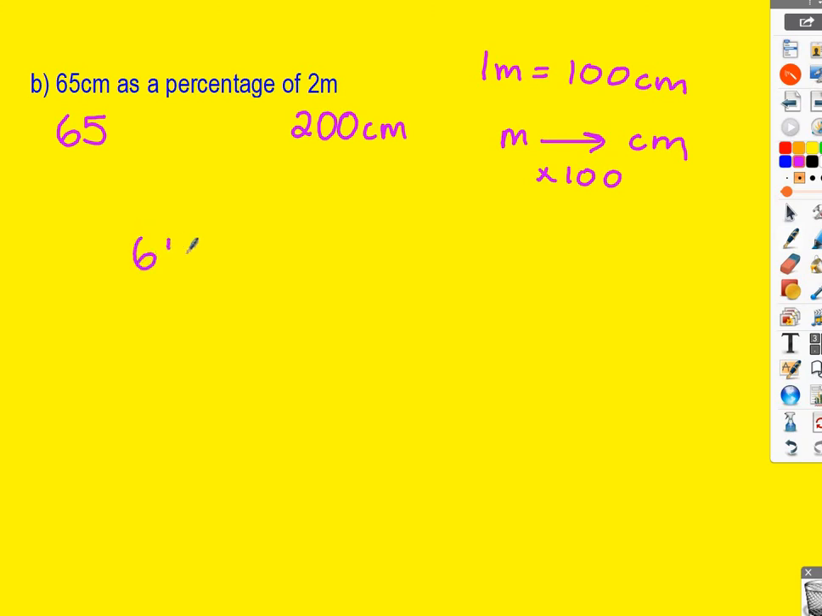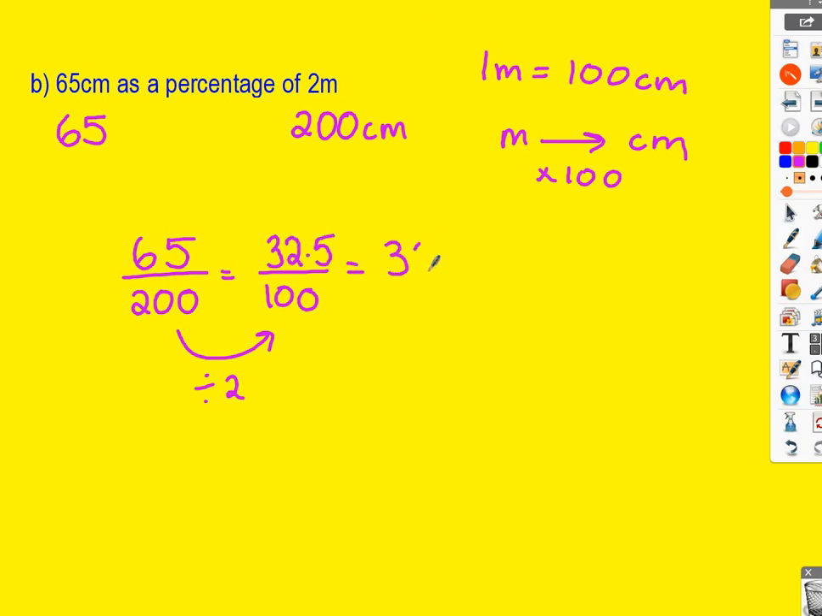Fraction first then, 65 out of 200. Again, writing it with the denominator of 100, dividing numerator and denominator by 2. So half of 65 is going to give you 32.5. So 32.5 out of 100 is 32.5%.